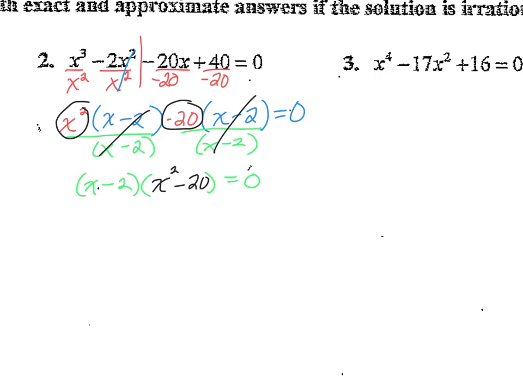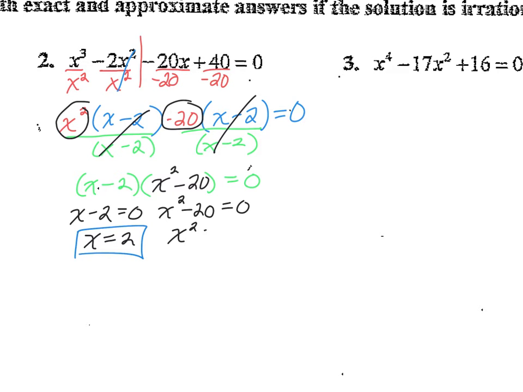So we're going to set x minus 2 equal to 0 and x squared minus 20 equal to 0 and solve. So to solve for the first one, we're going to add 2. So we get x equals 2, and boom, there's one of our solutions. For the second one, we're going to add 20, but we have x squared equals 20.